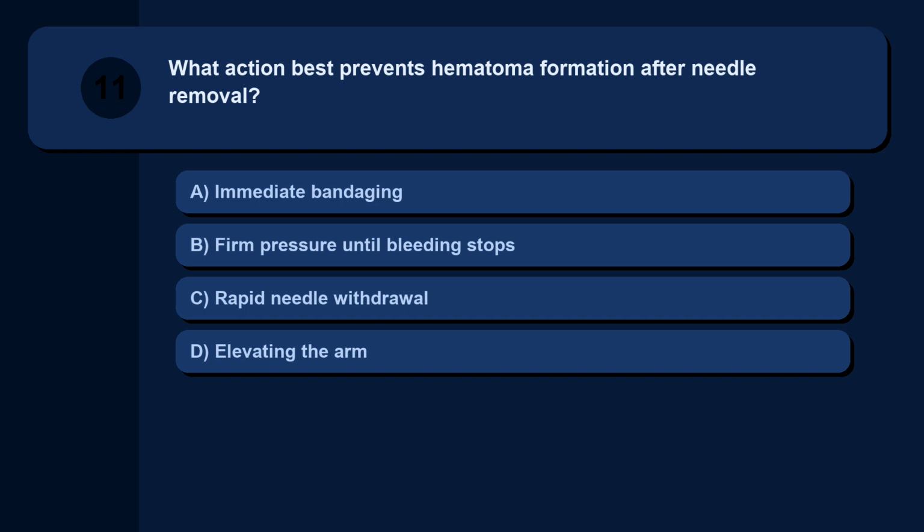Question 11. What action best prevents hematoma formation after needle removal? Immediate bandaging. Firm pressure until bleeding stops. Rapid needle withdrawal. Elevating the arm.